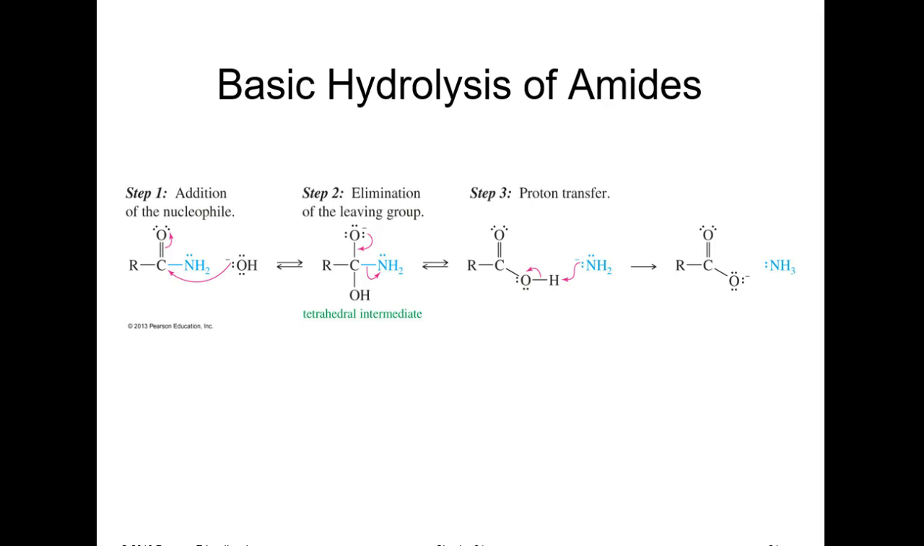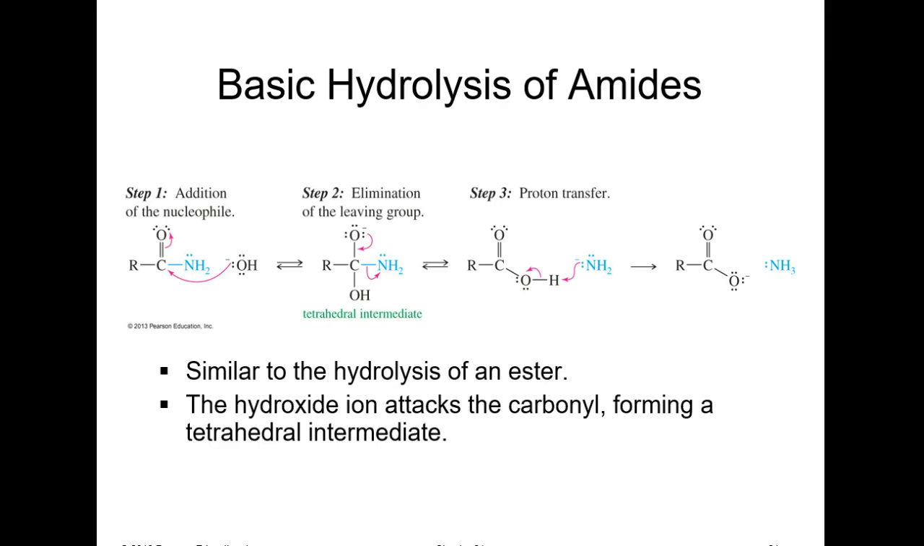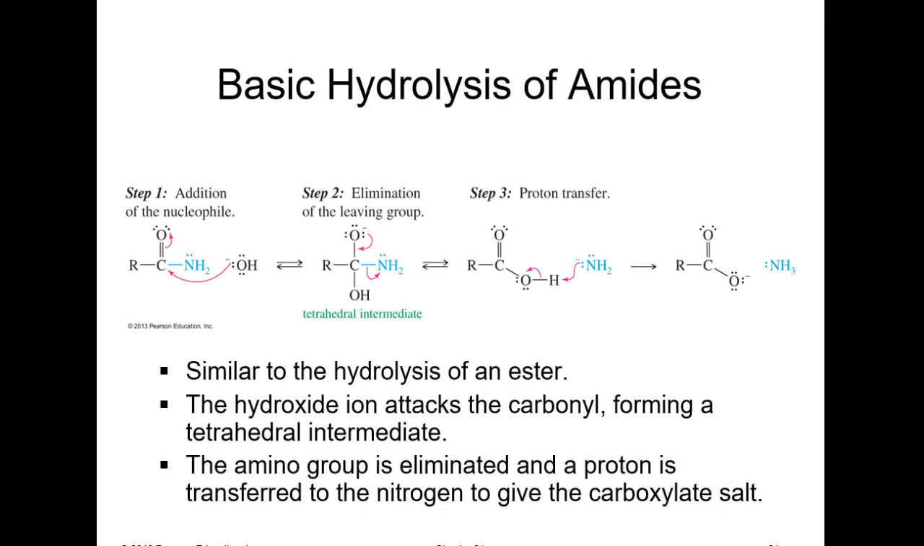Here's base hydrolysis. Pretty straightforward. Again, hydroxide adds, kicks up, forms a tetrahedral intermediate. O minus kicks down, your NH2 leaves, and then it deprotonates to form ammonia. Similar to hydrolysis of esters, but instead you have a nitrogen.